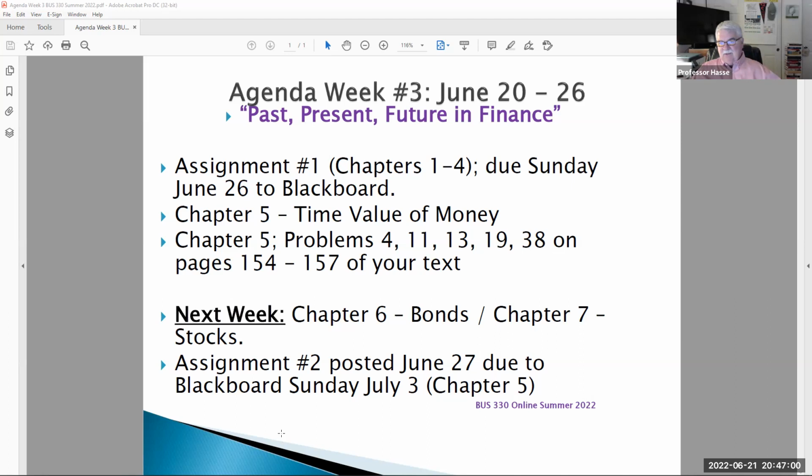You have an assignment this week, number 1, which is covering chapters 1 through 4. That work is due this Sunday, June 26th to Blackboard. And next week you have another assignment, which will be on chapter 5, asking for practice of time value of money problems. That will be posted next Monday, June 27th, and due Sunday, July 3rd. So that's our work coming forward.